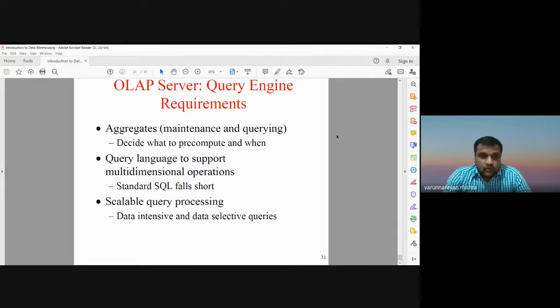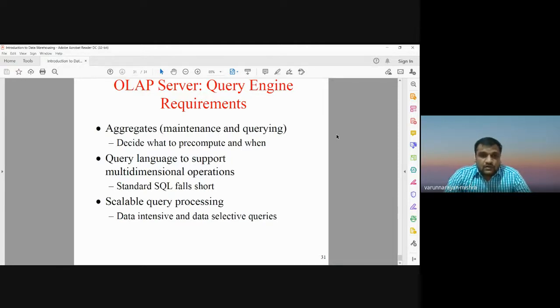So for OLAP server, we are having some query engine requirements. These requirements are very much useful for performing any query on the server side. It will be used for aggregating all the information, that is a kind of maintenance and querying. It will be used for deciding what to pre-compute and when, and the query language which is used to support the multi-dimensional operations. It's a kind of standard structured query language. And we are having scalable query processing. It's a kind of data intensive and data selective queries.